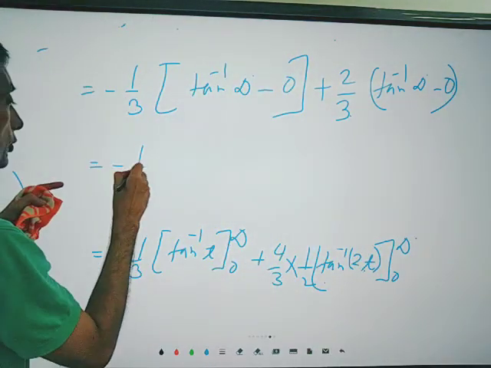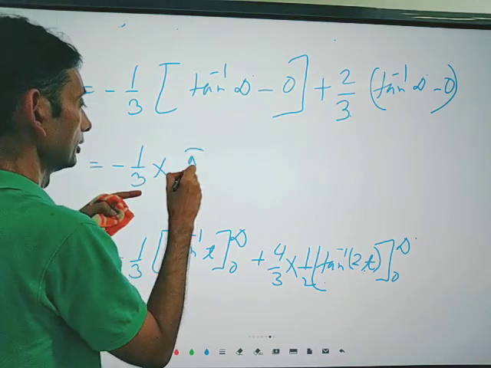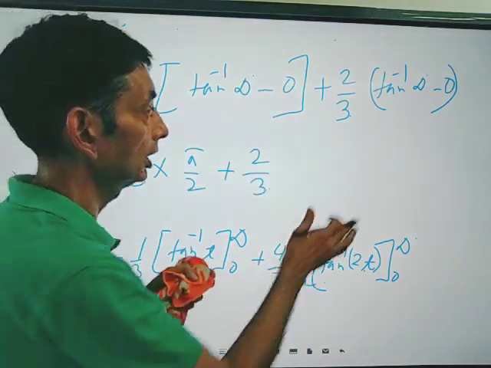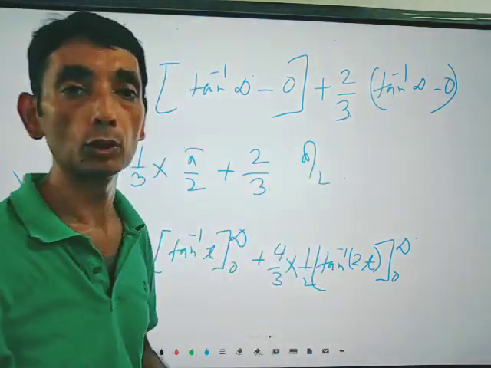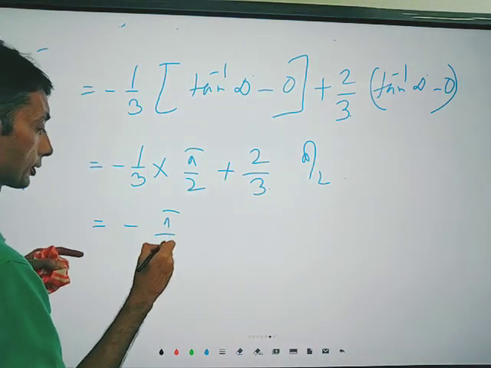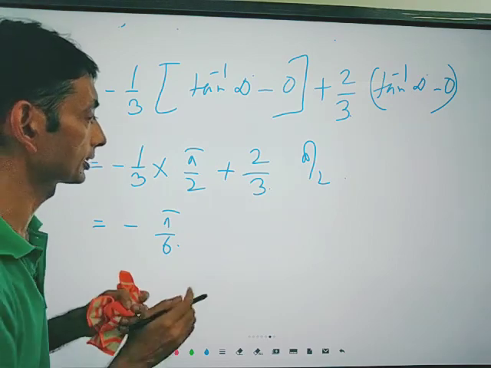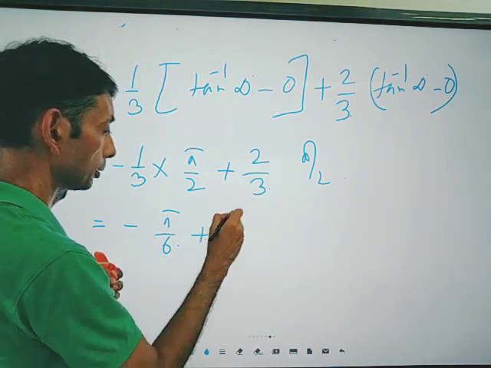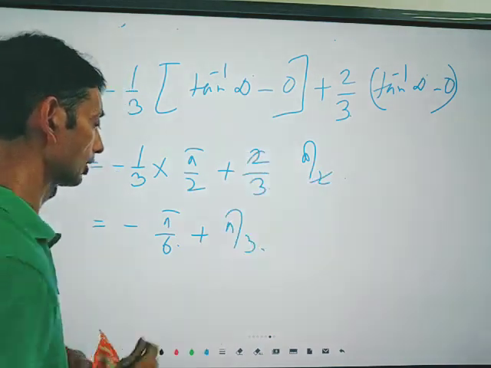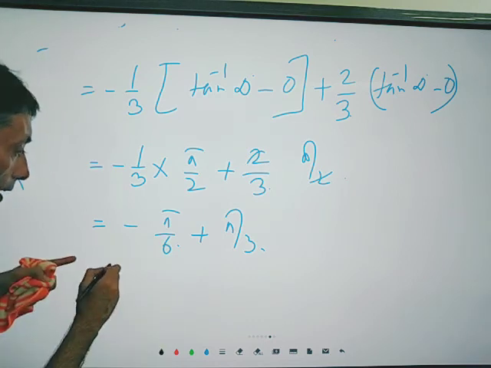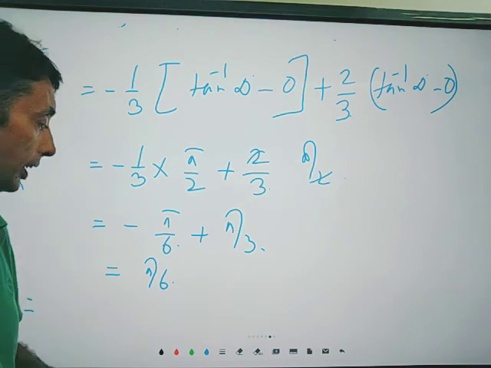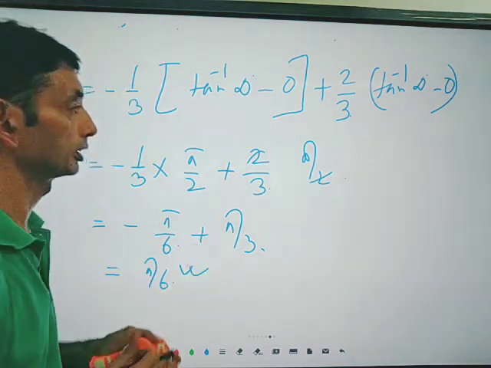Now it's minus 1 by 3, and tan inverse infinity is pi by 2, and plus 2 by 3, tan inverse infinity is pi by 2. So finally, it's minus pi by 6. And if you cancel 2, it's plus pi by 3. So minus pi by 6 plus pi by 3 is equal to pi by 6. Fine. So this is the answer for this particular question.